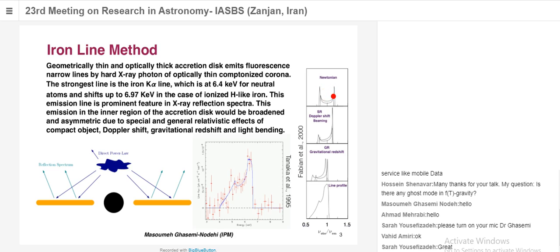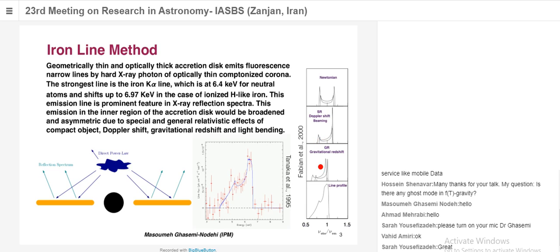This part is the blue part, which is approaching us, and this part is the red part, which is going away from us. If we add a special relativistic effect, the blue part has a peak flux and the red part has less flux.